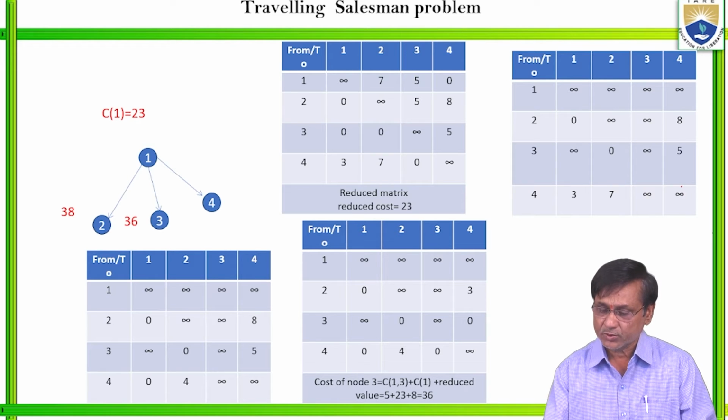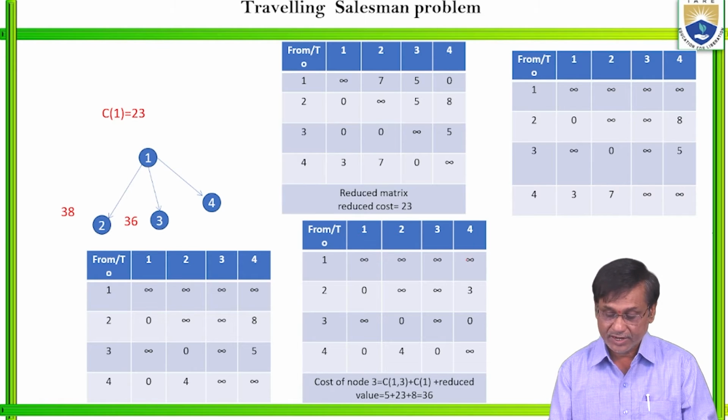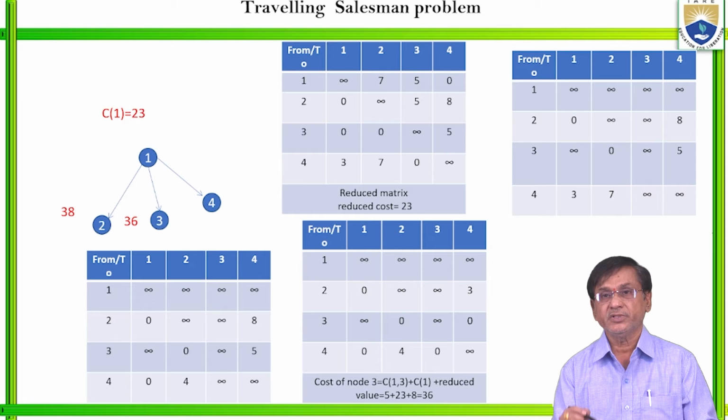That means from the row side it is reduced by 3 and by 5 on the column side. The total reduction corresponding to the node 3 is 8. 5 plus 3 is 8. Then we have to find out the cost of the node 3.